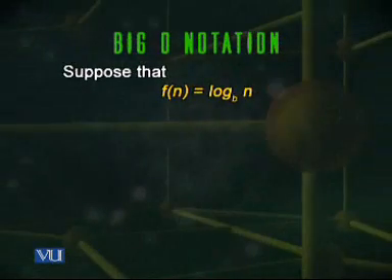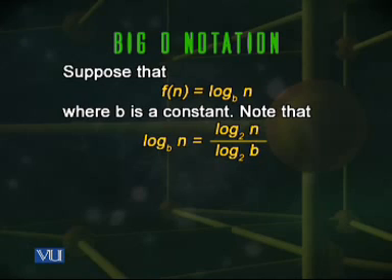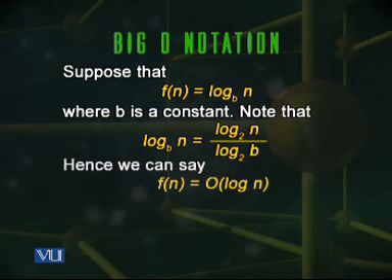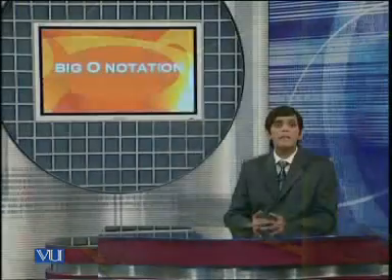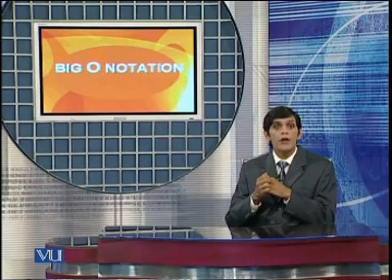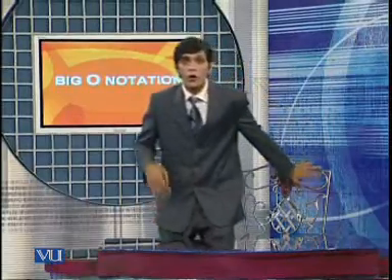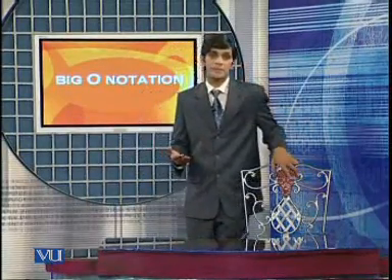Suppose that f of n is log to the base b of n, where b is any number. You can think of base 10 or 20, but b is a constant. Now, we know that log to the base b of n is equal to log to the base 2 of n over log to the base 2 of b. Hence, we can say that f of n is order log of n. Why is that? Because log to the base 2 of b is a fixed constant. So, log to the base b of n is order log to the base 2 of n.